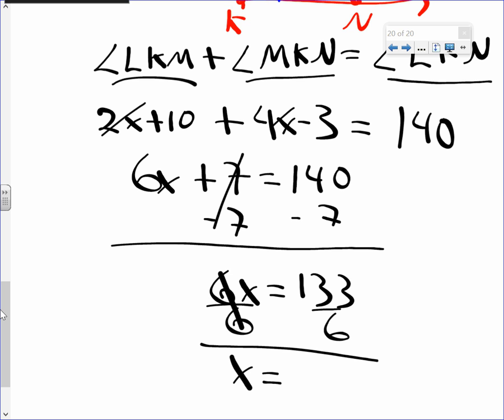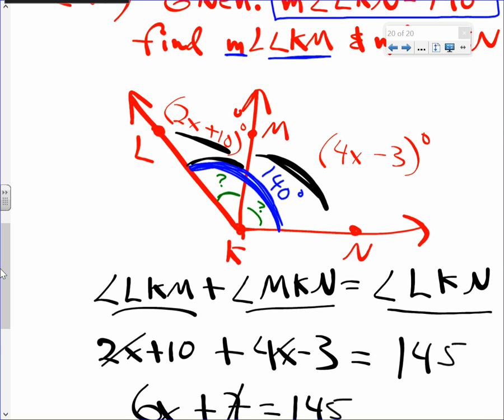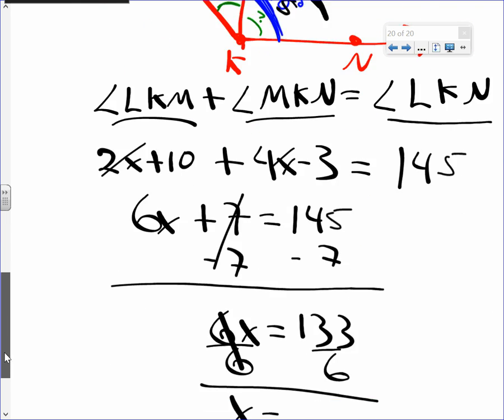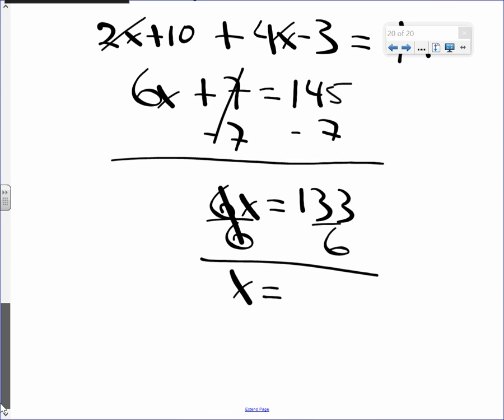Here's the only thing. The big angle is not 140. It's instead of 140, it's 145. Did I say? How weird. So this is 145. I knew it too. How you said it, I was tripping. All right. So what's 145 minus 7?